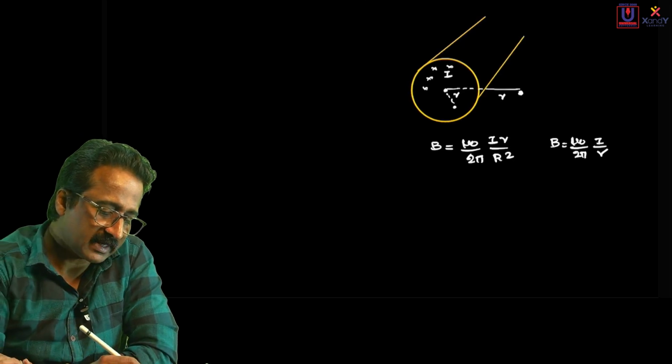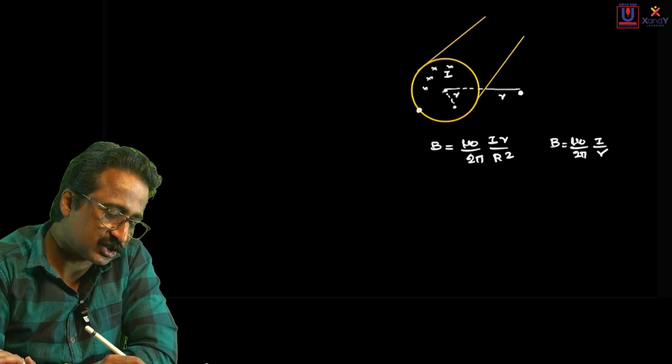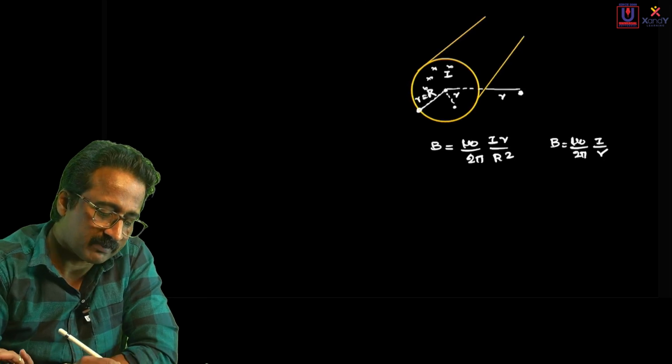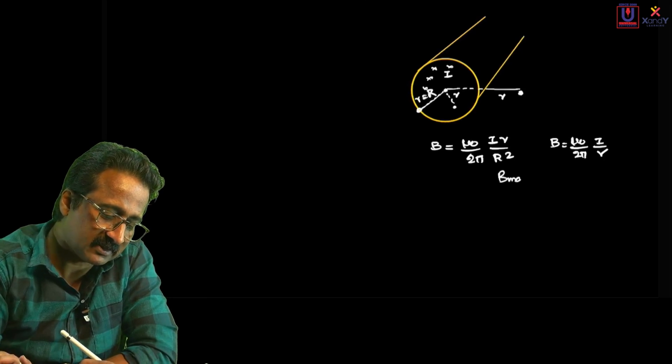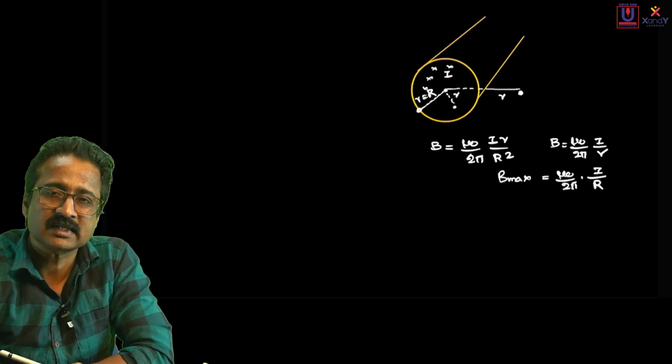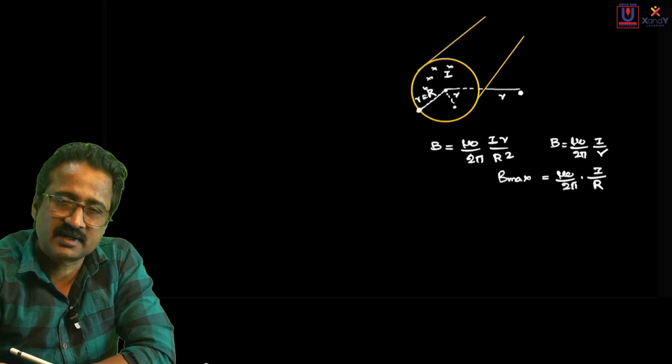Now, you know the magnetic field at the surface is maximum. When you take r is equal to capital R, the field is supposed to be maximum. So let me say B maximum here is going to be mu0 divided by 2 pi that into I divided by capital R. That's the maximum field you can expect due to any cylindrical conductor.